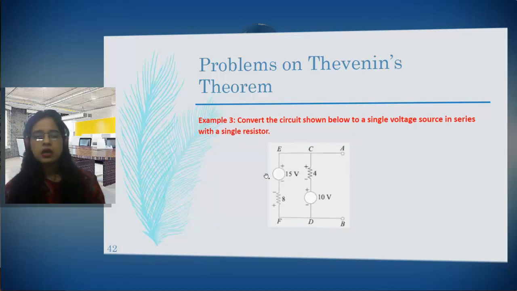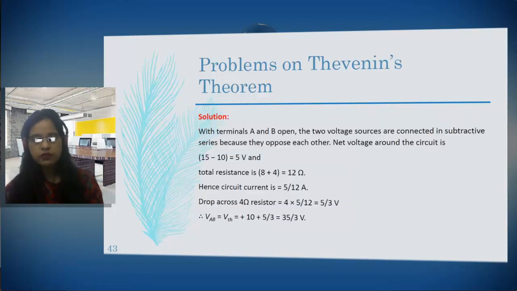First, see here, 15 volt and 10 volt will give you 5 volt, and the resistance is 8 plus 4 because they are in series. So 8 plus 4 will give you 12. So the resistance is 12 and voltage is 5. So 5 by 12 is the current flowing. Current in the circuit will be 5 by 12.